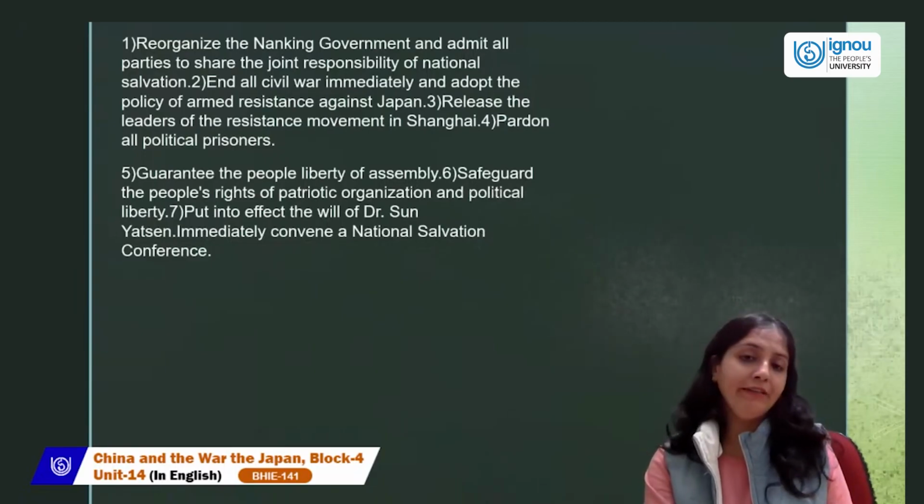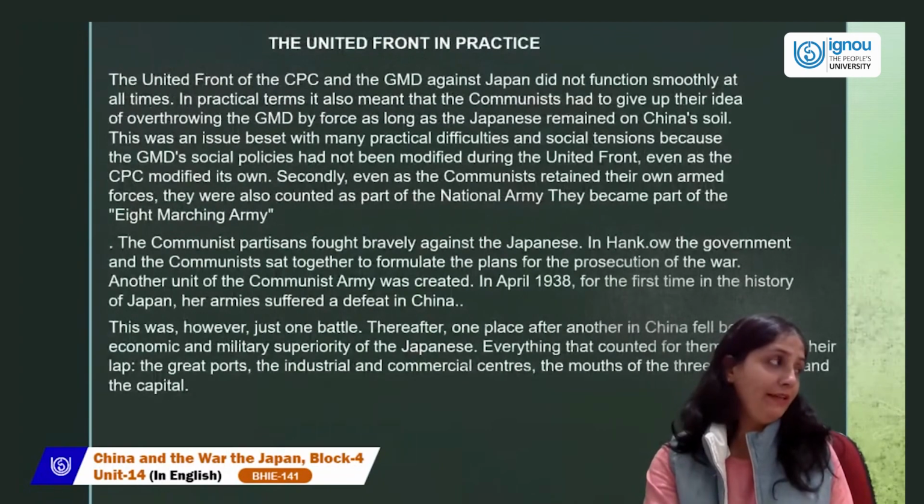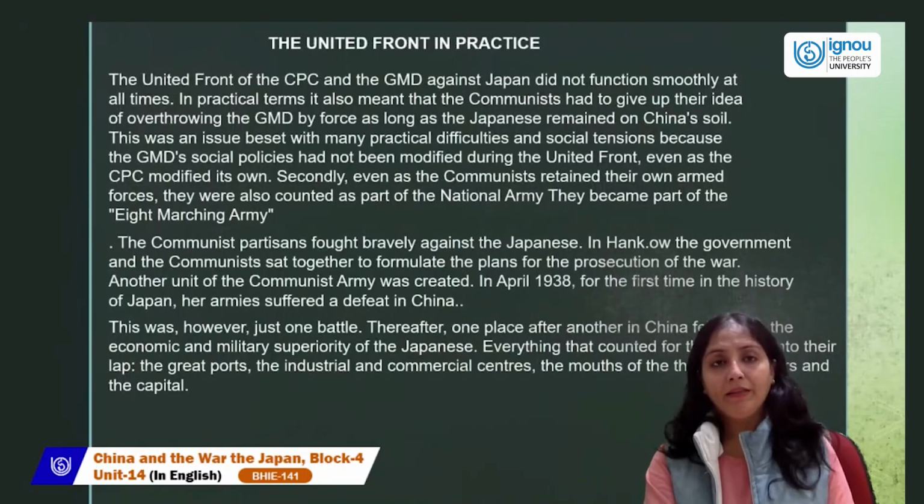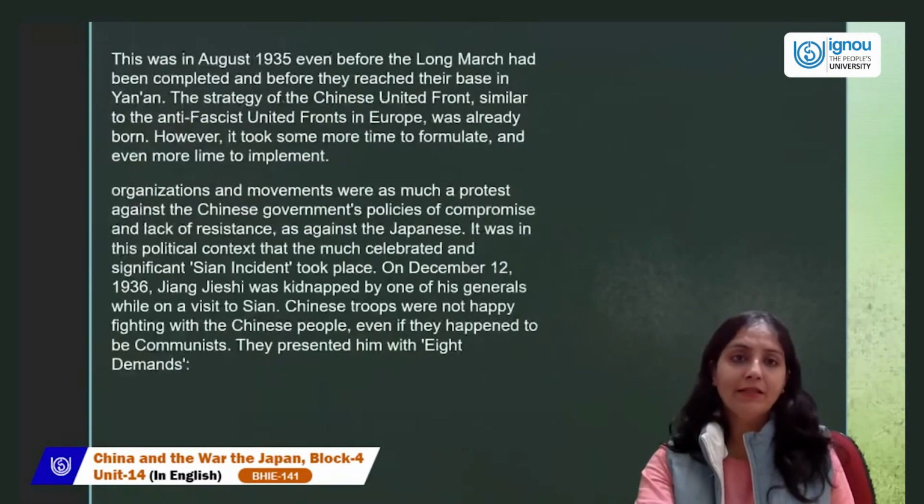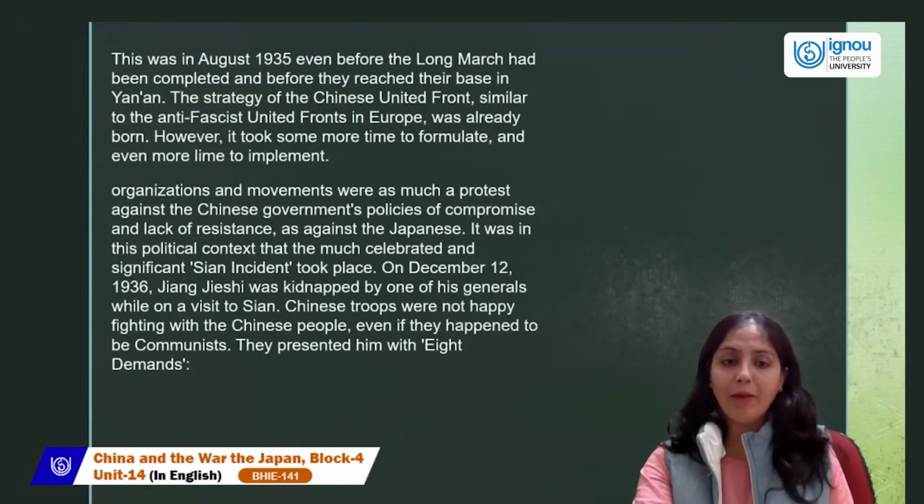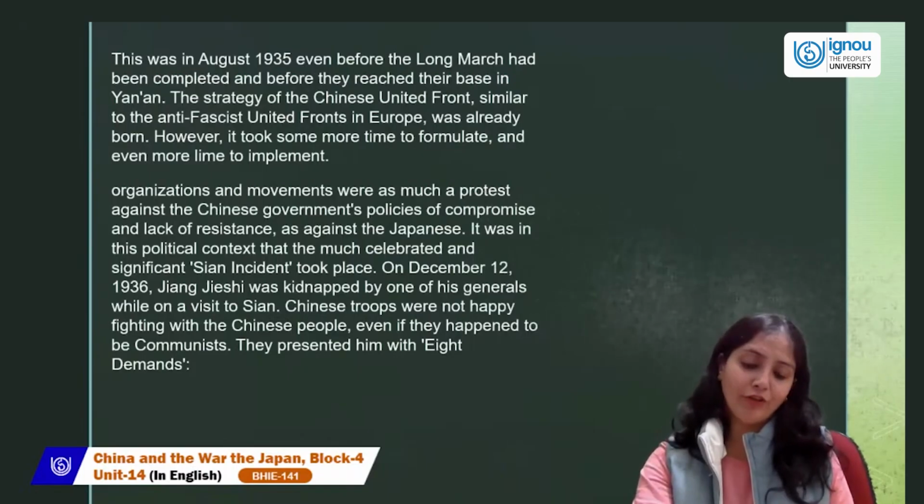And finally, immediately convene a national salvation conference. These were the eight demands they presented in front of the government.